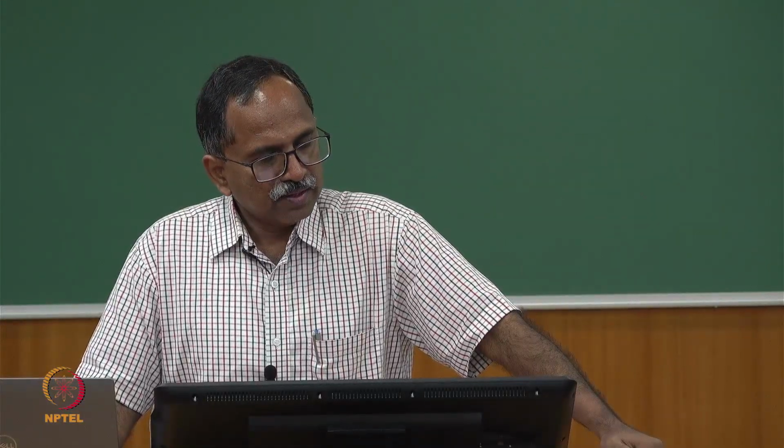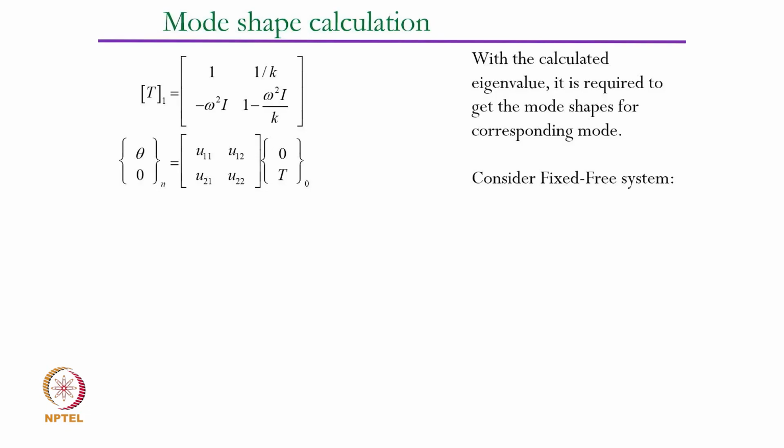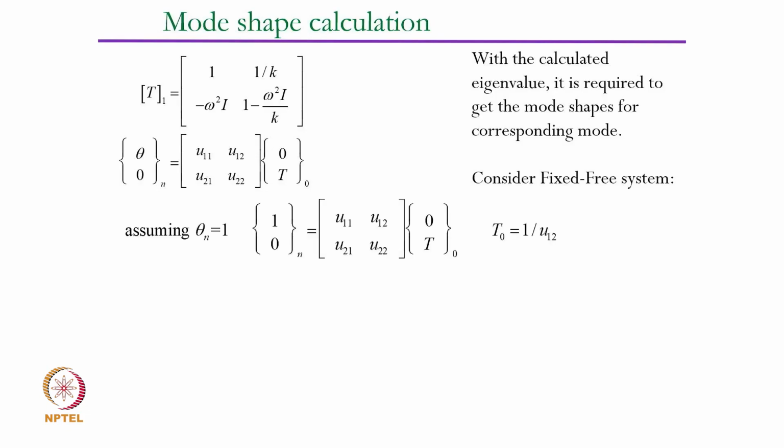So if you consider a fixed free system, suppose this is our equation, right? This is our final equation that we got. So what I can do is I can write or assume theta n to be unit value. Ultimately, eigenvector is what? Relative to one particular deflection, how other elements are deflecting with respect to that, in relation to that, what is the relative displacements or deflections or deformations in the vibratory system. That's what our eigenvector is all about.